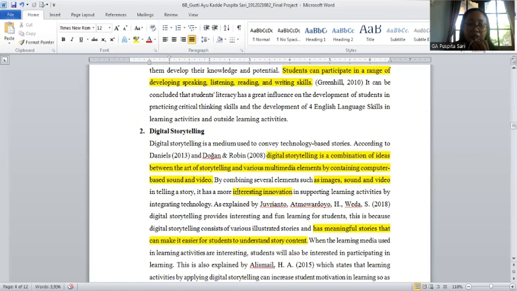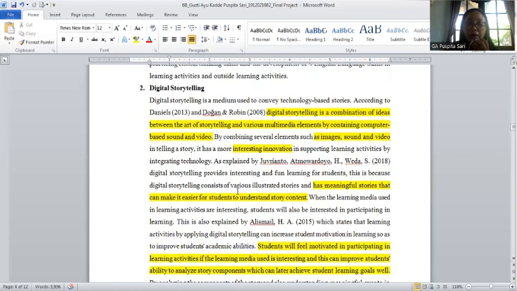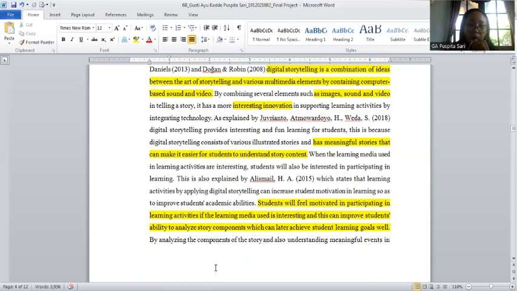So through digital storytelling, learning is more innovative and interesting, and students are more motivated to join learning activities. If the learning media is interesting for students, they will not get bored easily when they enjoy the learning activities. Students will feel motivated to participate, and this can improve students' ability to analyze the story components, which can later help achieve students' learning goals well.